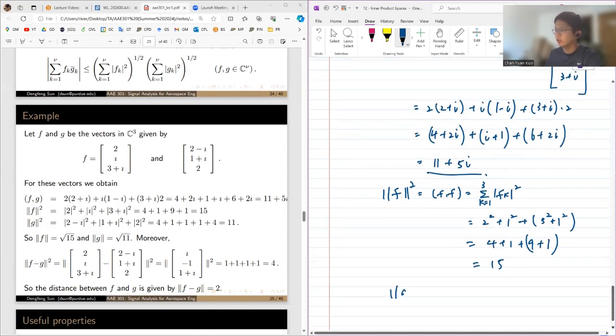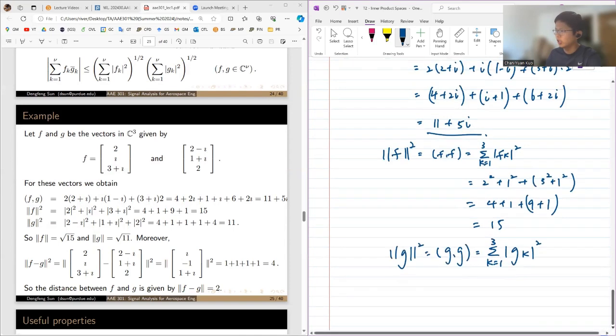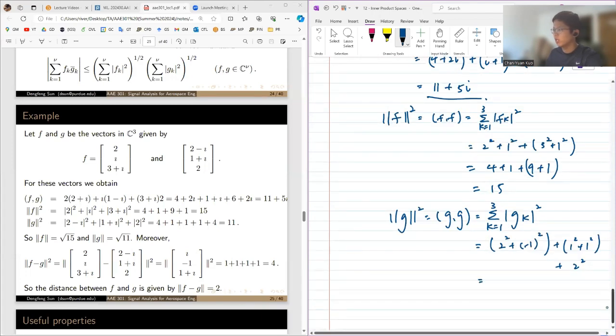Similarly, the squared norm of g will be the inner product of g and itself. That's going to be a summation of the square of the absolute value of gk, k from 1 to 3. In this case, that is going to be 2 squared plus negative 1 squared plus 1 squared plus 1 squared plus 2 squared. Now we expand this, we get 4 plus 1 plus 1 plus 1 plus 4. So that's 11.